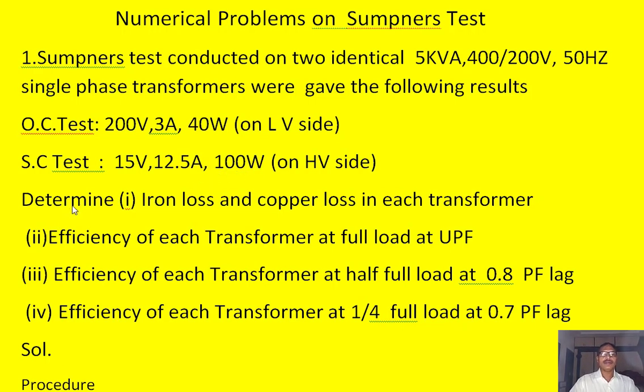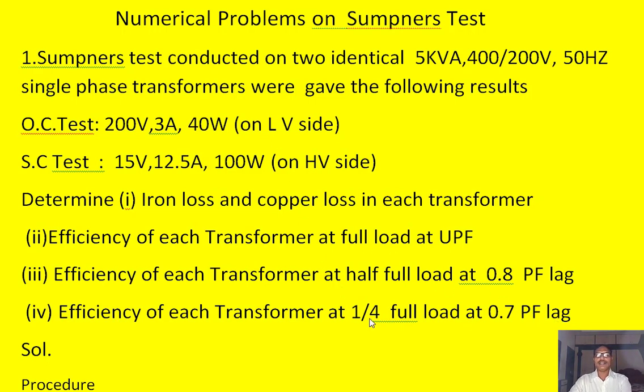Now the question is, what is the iron loss and copper loss in each transformer? The second question is, what is the efficiency of each transformer at full load at unity power factor? The third question is, what is the efficiency of each transformer at half full load at 0.8 power factor lagging? The fourth question is, what is the efficiency of each transformer at 1/4 full load at 0.7 power factor lagging?